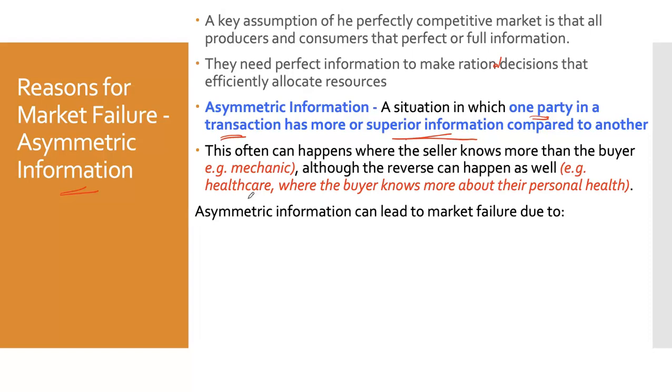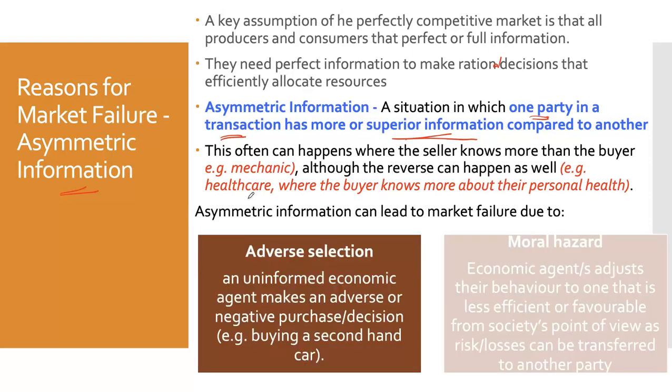Now, asymmetric information can lead to market failure due to a number of reasons. The first one being adverse selection. An uninformed economic agent, so someone in the economy, can make an adverse or negative purchase decision because they have not got the fair amount of perfect information. Buying second-hand cars, for example, without all the correct information might mean they buy a bad second-hand car.